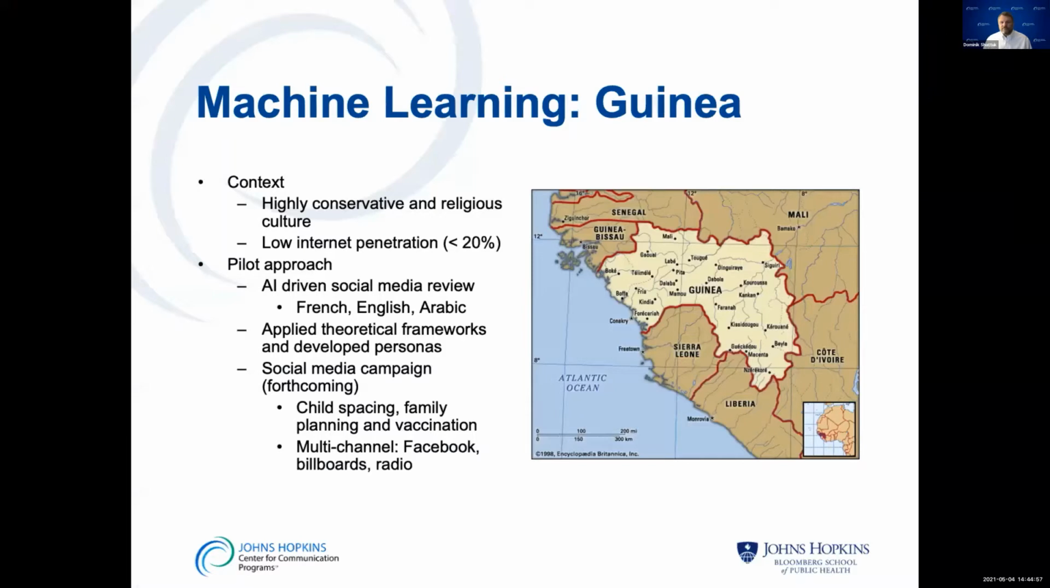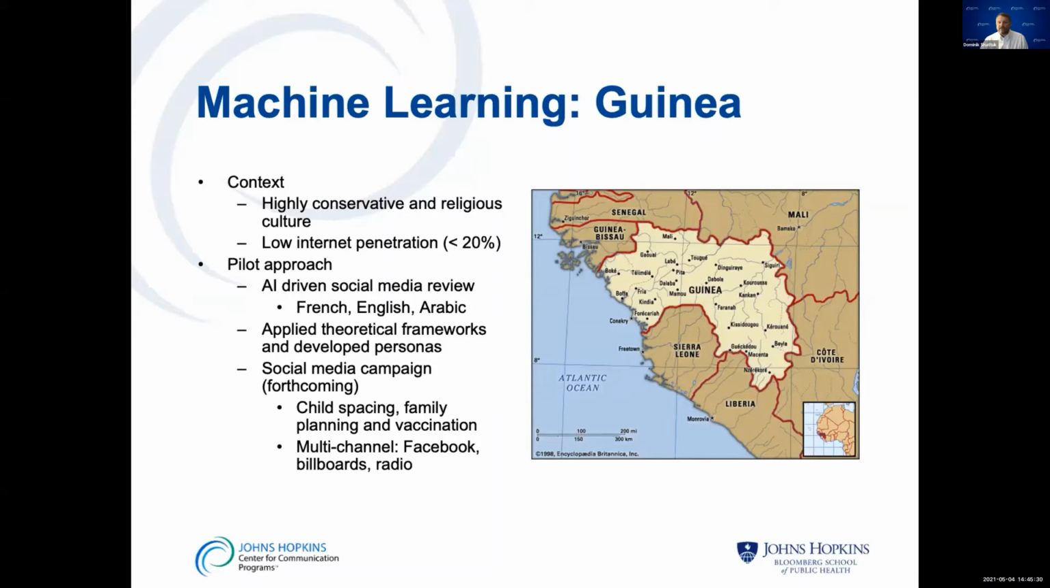The first approach is being implemented in Guinea. This team is implementing a social listening approach that falls in line with many of the presentations that we've already seen this morning. To provide a moment of context, Guinea has a relatively conservative culture, and although internet access is growing, it's far from universal. Using AI and qualitative data coding, a review of social media content in French, English, and Arabic was implemented. Our team applied theoretical frameworks to the data and developed several key personas, 2 of which I'll mention shortly.